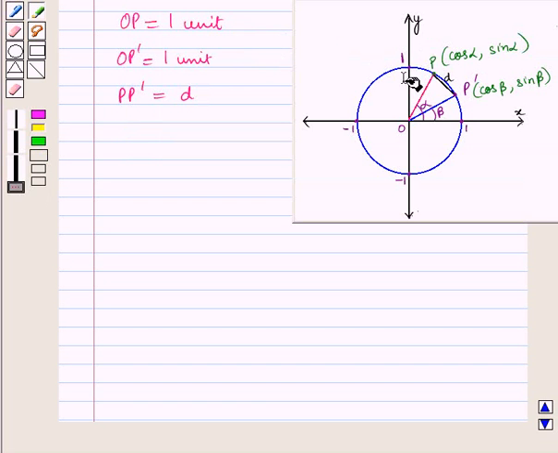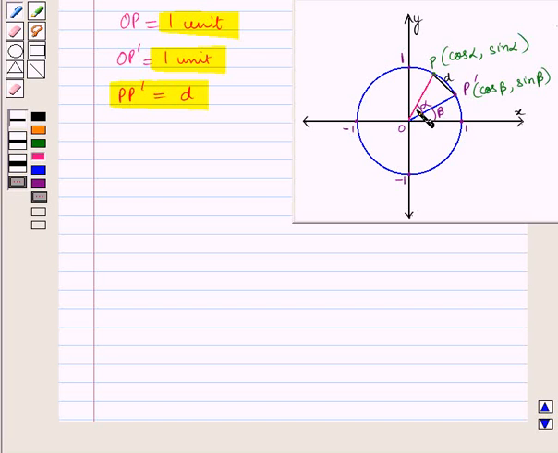Now in this diagram, we have a triangle POP dash with measure of sides PP dash is equal to D and OP and OP dash is equal to 1 unit, and angles opposite to sides OP, OP dash and PP dash are OP dash P, OPP dash and POP dash respectively. And from this diagram we can find the measure of angle POP dash, which is equal to angle POX minus angle P dash OX. This means angle POP dash is equal to alpha minus beta. It means angle opposite to side PP dash, that is D, is equal to alpha minus beta.